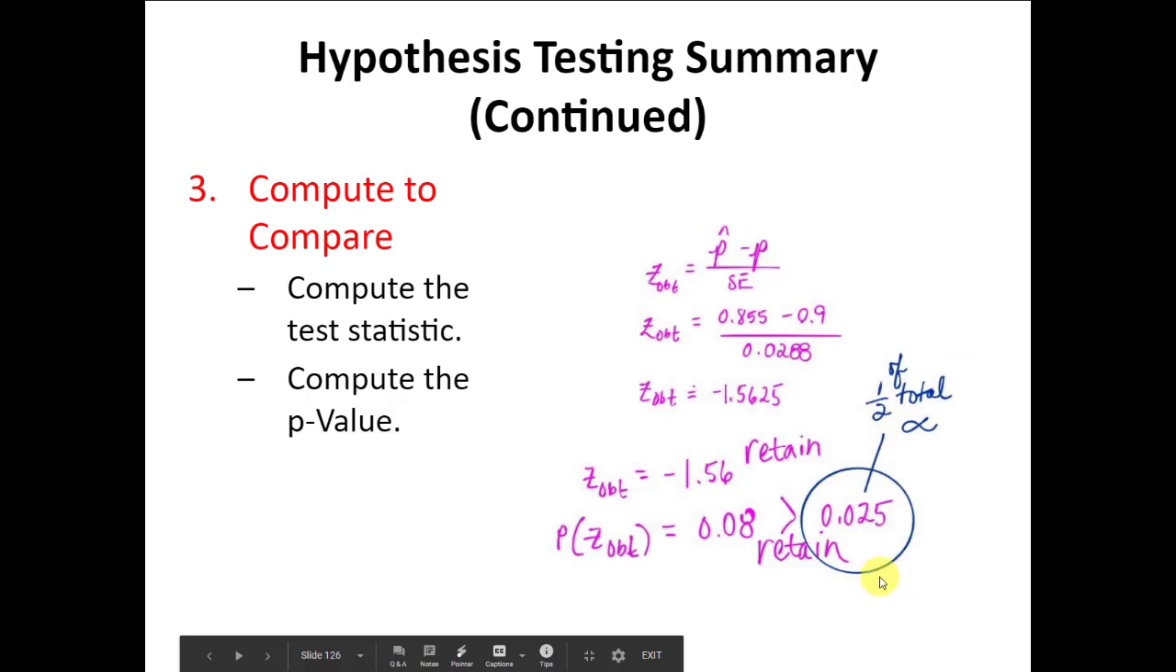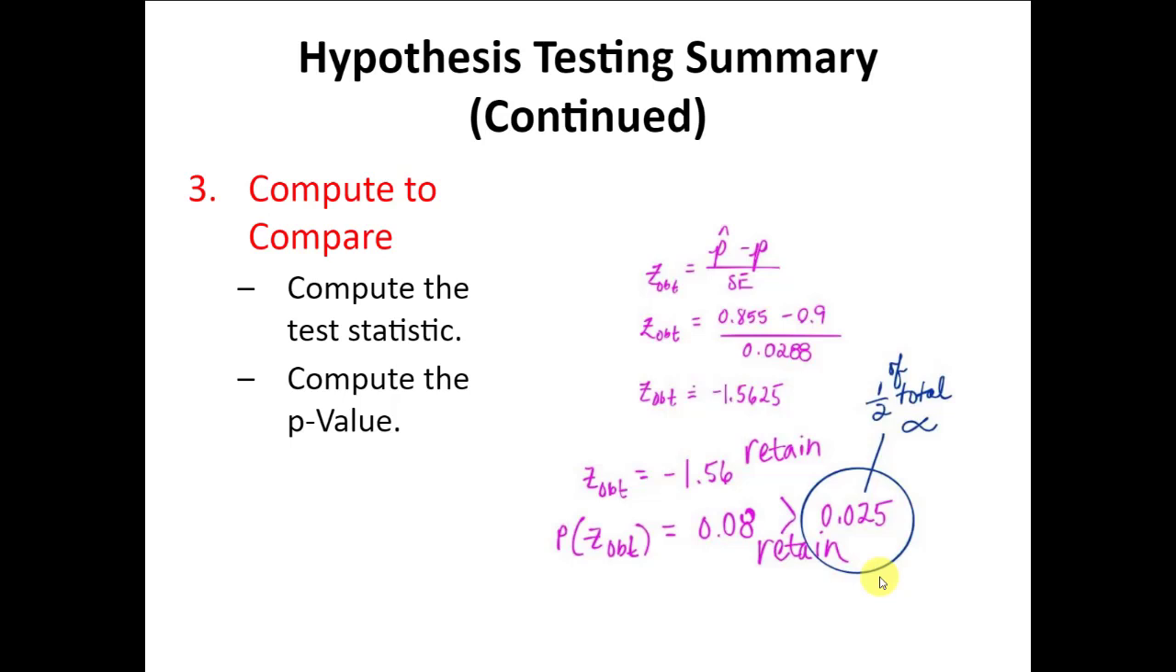In the compute to compare stage, we went ahead and computed our z obtained. The z obtained for our sample showed that if we had 85.5% of the Chinese restaurants in our sample fail, by calculating the z-score, we would have an obtained z-score of negative 1.56. A z-score of negative 1.56 fell in the area of retention because we were looking for anything that was less than negative 1.96 to reject. So negative 1.56 is in the area of retention.